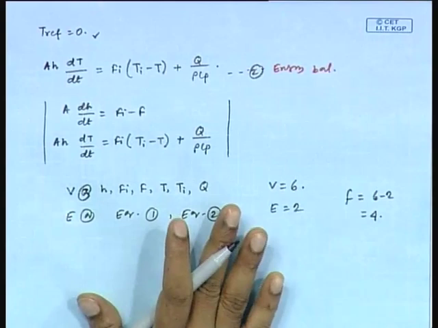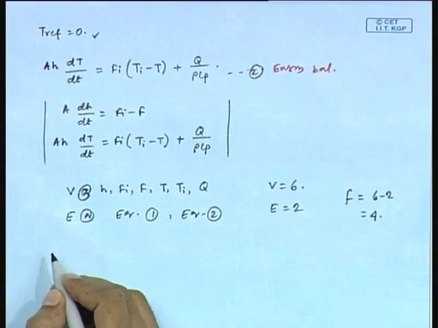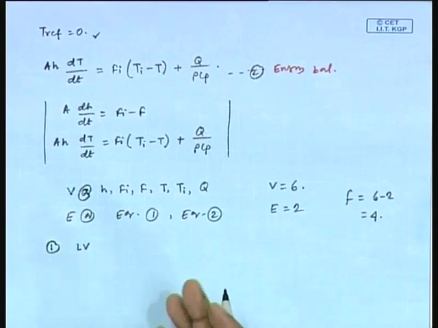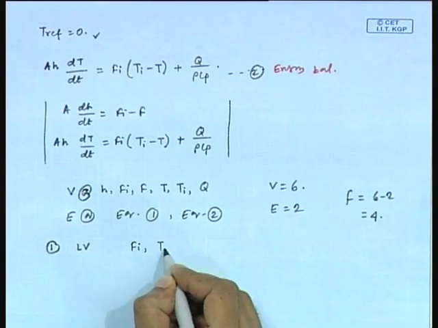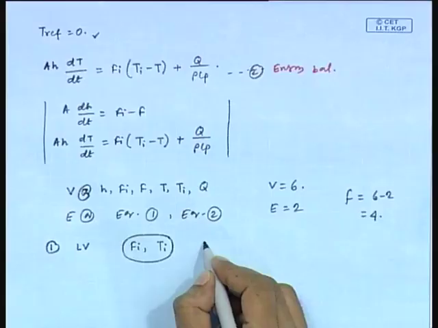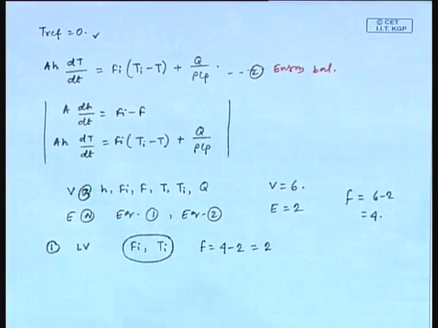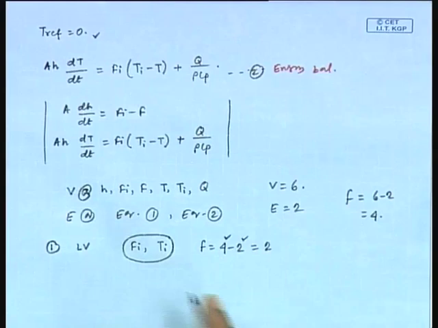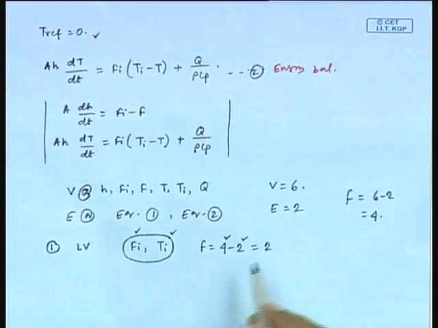We have discussed there are two ways to reduce the degrees of freedom. First option is we can specify some load variables. What are the load variables in this system? One is Fi, another load variable is Ti. If we specify these two load variables, then the degrees of freedom reduces to 4 minus 2, that is 2. How can we specify them? By direct measurement. We can measure this flow rate and this temperature, so Fi and Ti are known. That means the degrees of freedom is 4 minus 2, that is 2.